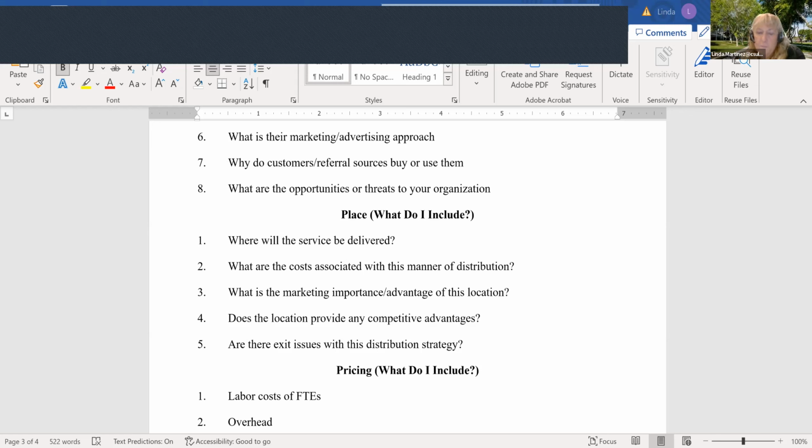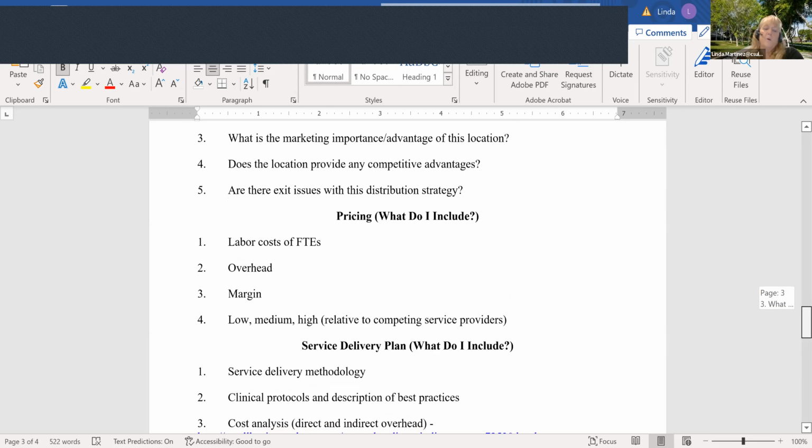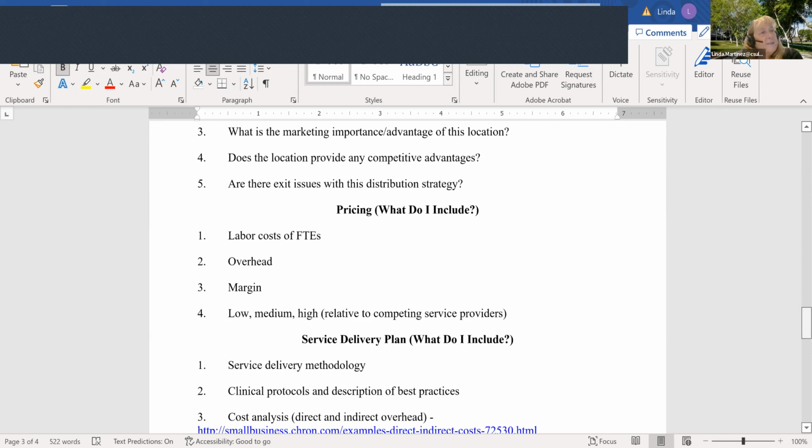Okay, then the next thing is the pricing. What is going to be your labor costs? Can anybody tell me what FTE is? Have you learned it somewhere along the way?